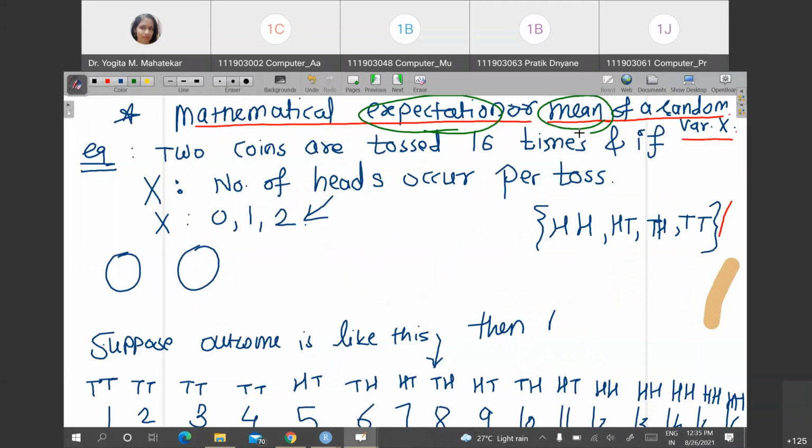The example is: 2 coins are tossed 16 times. I will take 2 coins, toss them simultaneously, and repeat this action 16 times. I define my random variable capital X as the number of heads that occur per toss. Suppose on the first toss I get tail on the first coin and tail on the second coin. Then what is your capital X for this toss?